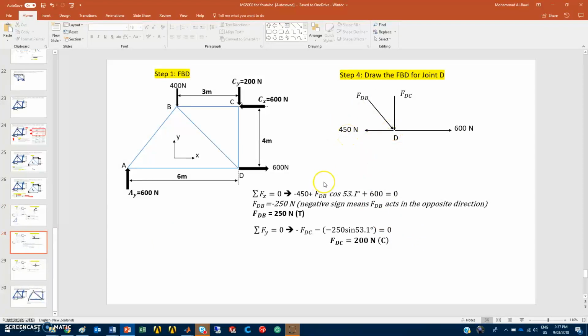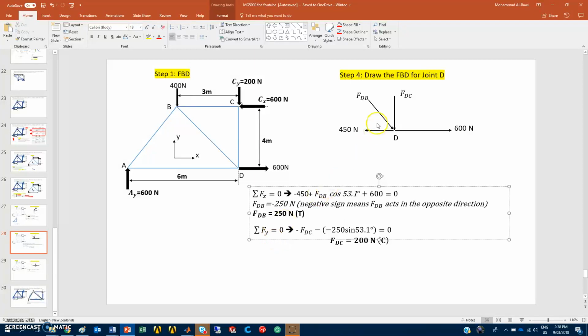I will apply again the algebraic summation of forces in the x direction. So what do I have in the x direction? I have the 600 newtons positive. I have the FDB going in that direction as well, which will be positive, times cosine 53.1, the same principle of the angle. And in the negative, I have this one, the 450 going in that way. The answer will be minus 250 newtons. The negative sign means we assumed FDB wrong. It acts in the opposite direction. So instead of being compression, it should be tension.